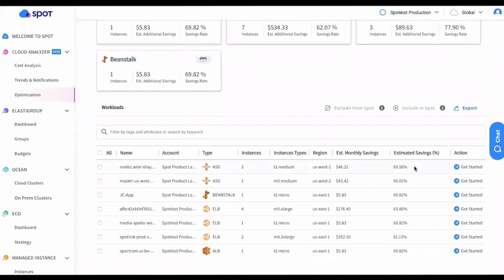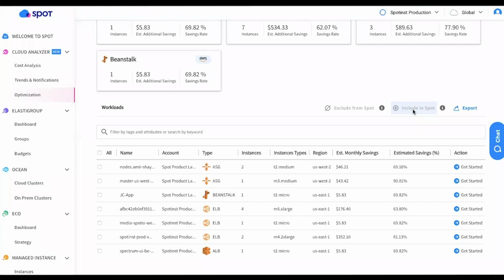And finally, we get to the point where we can, by the click of a button, get started, and Spot will take this workload that's currently running in your environment in AWS or elsewhere. Again, we work with Azure and GCP, Google Cloud, and we'll actually go and replicate the workload, running it on Spot instances, so that way you can achieve those savings without having to lift a finger or do much more than clicking on the button.